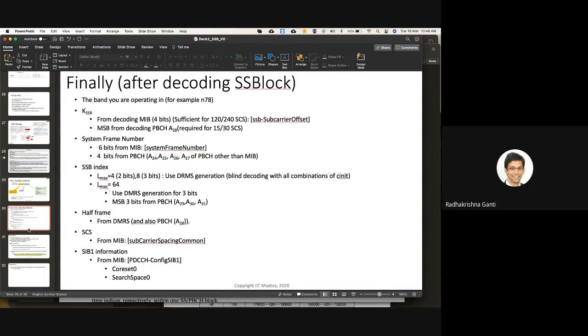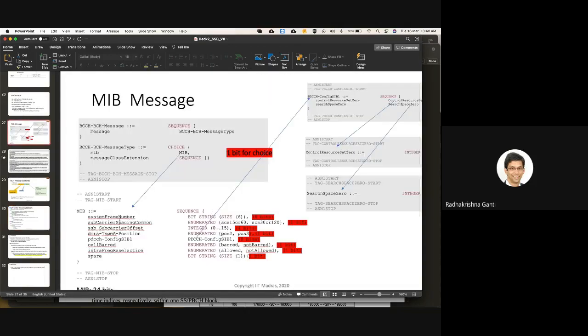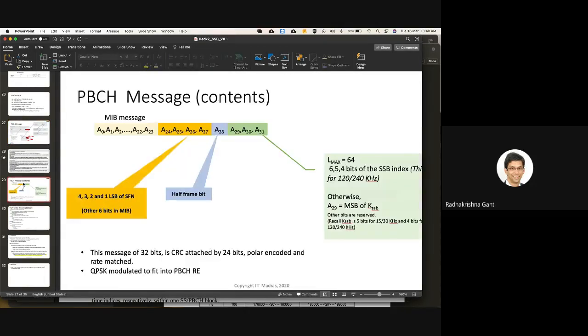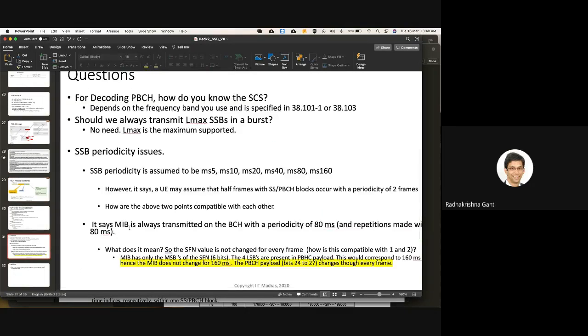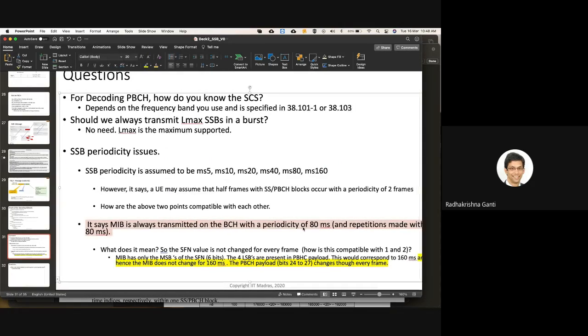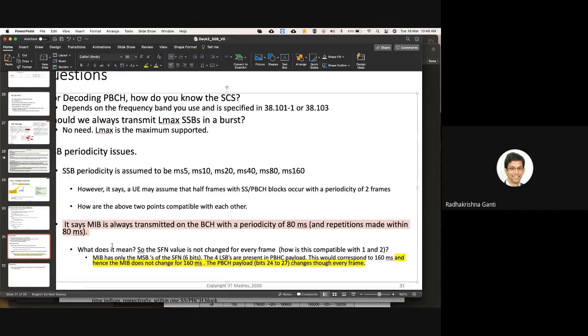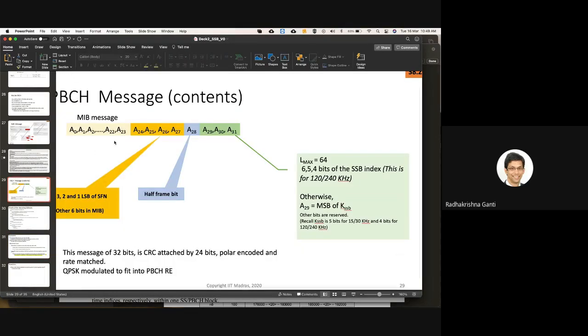Essentially, there's a reason why only the 6 bits of system frame number are put in MIB. It turns out that MIB changes every 80 milliseconds. This is a question I gave here: MIB is always transmitted on the BCH with a periodicity of 80 milliseconds, and the repetitions are made within that. In 80 milliseconds, how many frames can there be? 16 frames can be there.